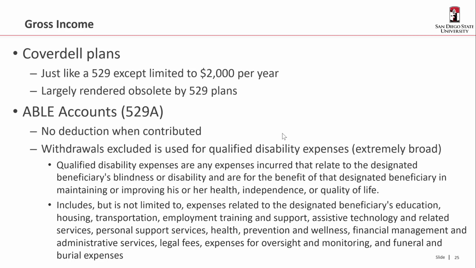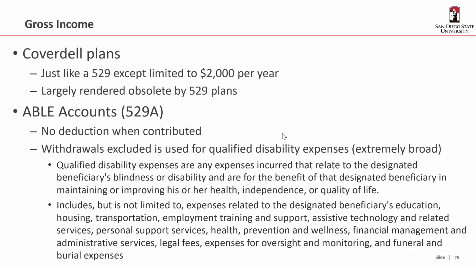ABLE accounts are kind of a modified version of a 529 plan. So again, 529, think of it as you put the money in, it can grow. When you take it out, as long as you use it for higher education, it's excluded. Well, the ABLE account basically operates the same way. You can make contributions in, you can't deduct them. It can grow, it can grow, and it can grow. And as long as the withdrawals are used for qualified disability expenses, they come out tax-free.